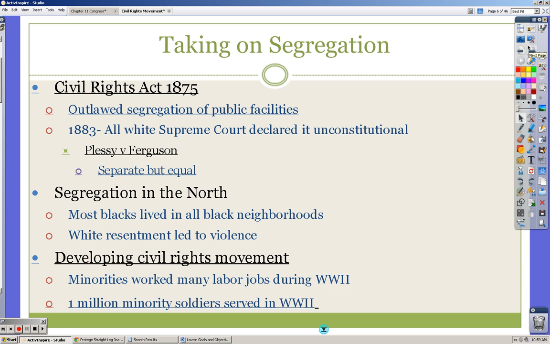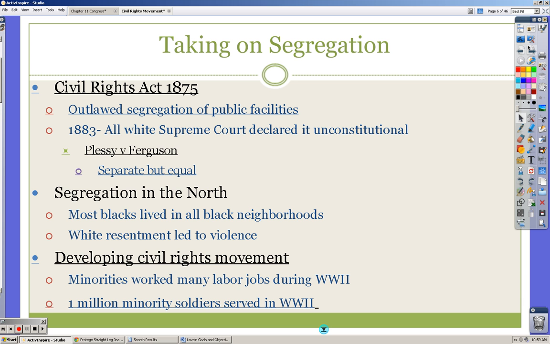In 1883, an all-white Supreme Court declared this unconstitutional, but people objected to that, and so there was a court case called Plessy versus Ferguson, which created separate but equal, and that's a review from the past. They said that as long as you had equal facilities, they could separate the races. Obviously the facilities were never equal, but they were able to get away with it in the South.